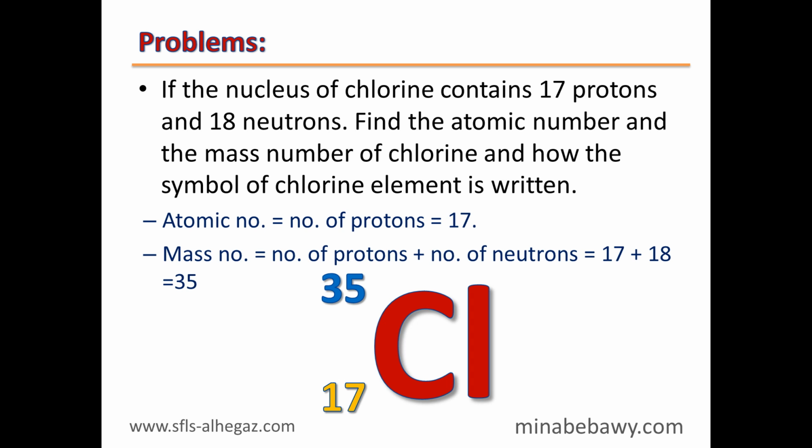The symbol of chlorine is Cl, and we calculated its atomic number, which is equal to 17, so we will write it in the lower left corner. We calculated its mass number, which is 35. It will be written at the upper left corner. So the symbol of chlorine is Cl with 17 below and 35 above.